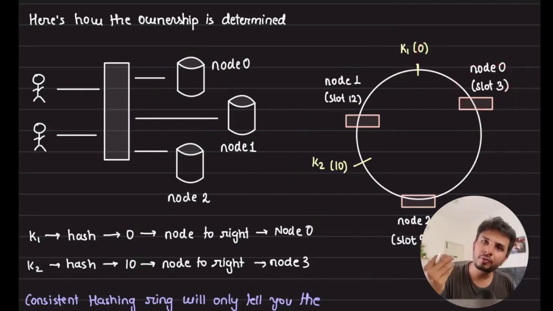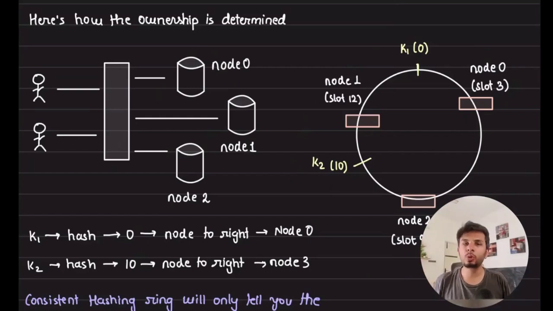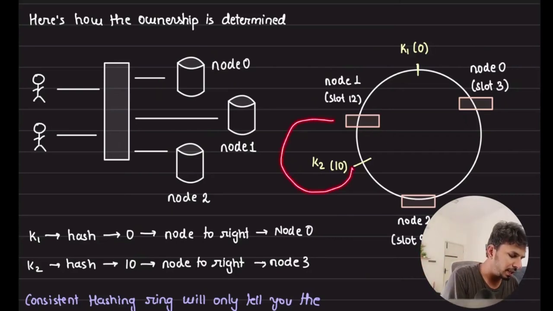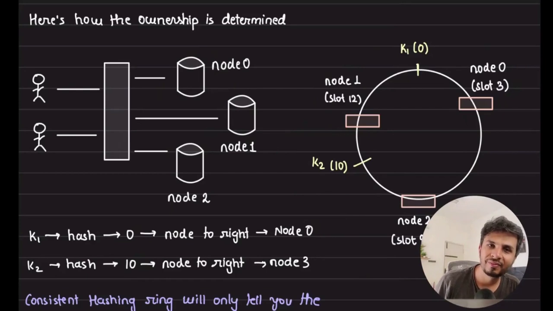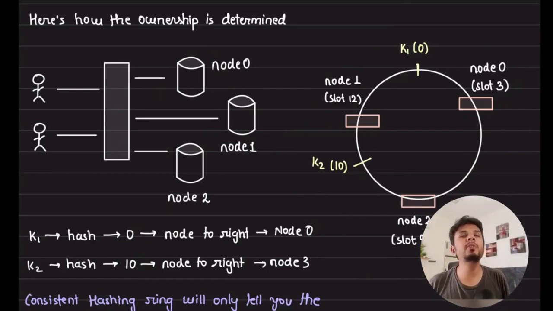Now let's say I have to determine ownership of key K2. Who owns key K2? Let's say when I pass key K2 through the hash function, I get value 10. The node to the right of it is where my key is stored, which is node 1 at slot 12. So this very beautifully answers the question, who owns a particular key? To determine the ownership, you take the key, pass it to the hash function, and find the node to the right of it that owns the key.